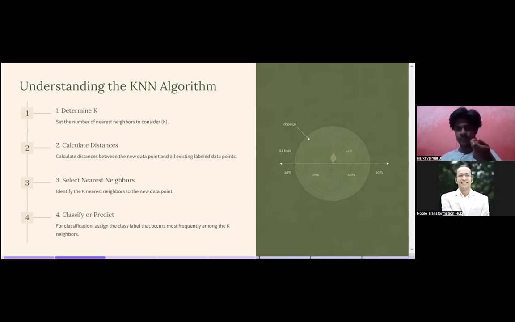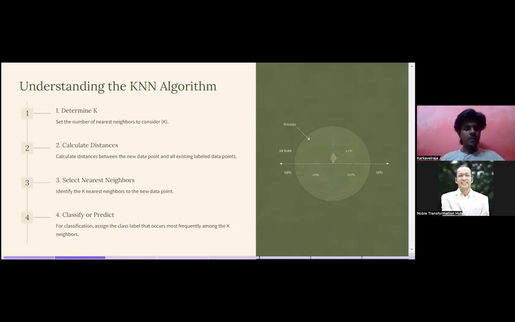So you need to find a K. Consider the entire picture that I'm having as an environment. I'm going to have a dot here. So this is the K. I have fixed a K. I need to find the distance between all the new data points coming in and the existing labeled data points. This is only one data point. Now select the nearest neighbors. Identify the K nearest neighbors to a new data point. So for this new point, whether it belongs to this point depends on whether it is closer to the existing point.